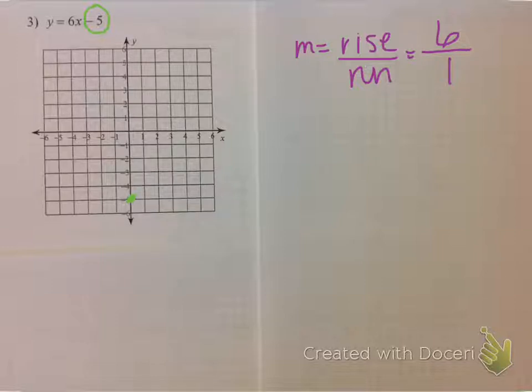Okay, so again, we're going to count up 1, 2, 3, 4, 5, 6, and then we're going to run across 1 to the right, because it is positive. If it was negative, we'd go to the left, but since it's positive, we go to the right, and then we just do our best to connect the two and draw our arrows.